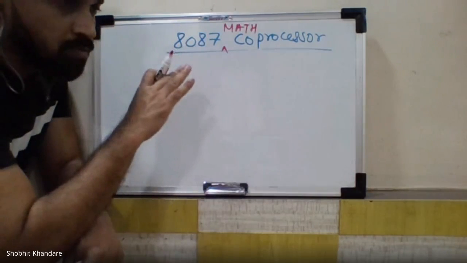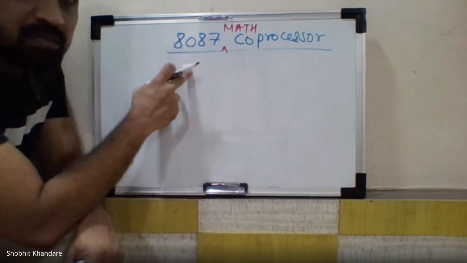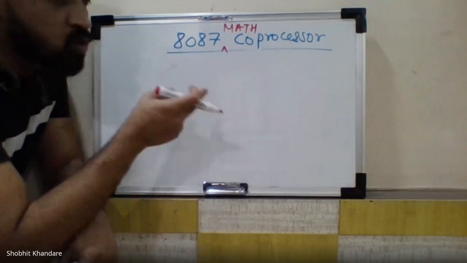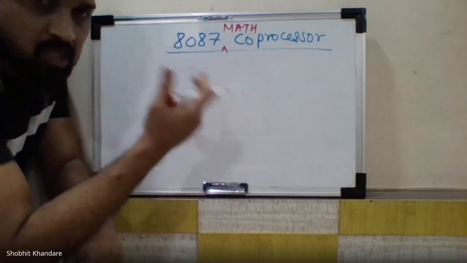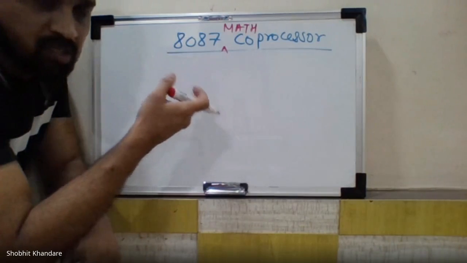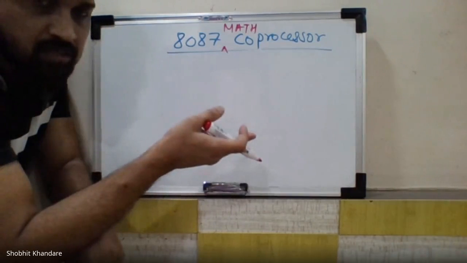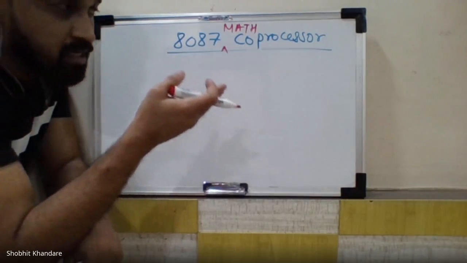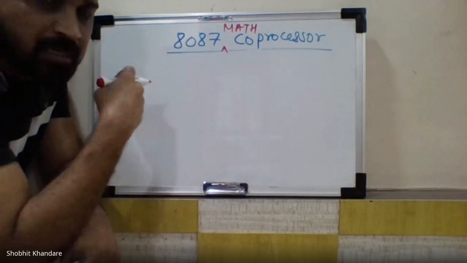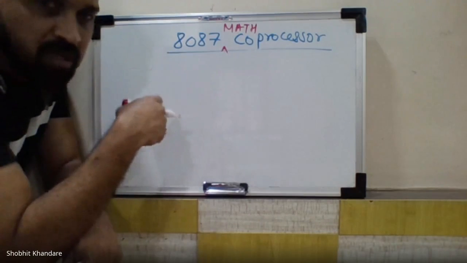Your mathematical, arithmetic operations can be performed by 8087, and other than these mathematical operations, other operations can be performed by 8086. So they are working in parallel. When you talk about 8086 instructions and 8087 instructions, 8087 has its own instruction set. 8087 will have its own instructions, and 8086 will have its own instructions. These instructions will be executed by both the processor and the coprocessor.